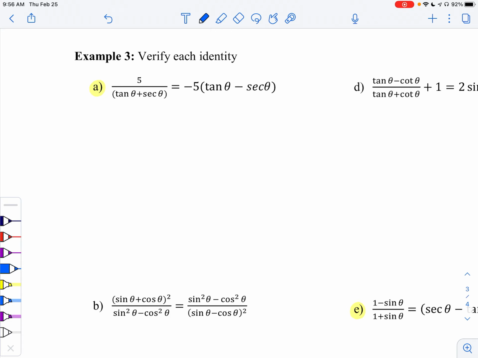Okay, so looking at this one, I wouldn't say there's necessarily an obvious choice on where to start in terms of whether the left or the right looks more complicated. They're fairly equal this time. You could maybe say the left is a little bit more complicated simply because it has a fraction. So I'll go ahead and start there, but really you could make it work on this one starting on either side. But I'll choose the left.